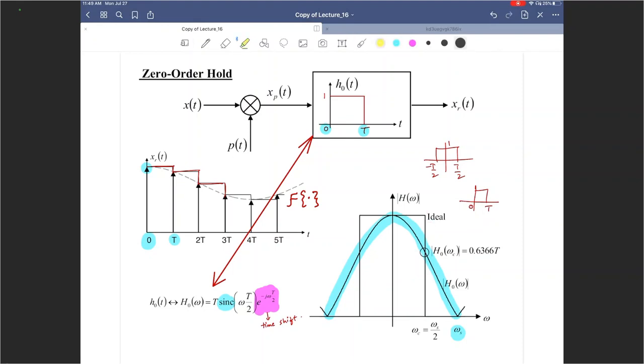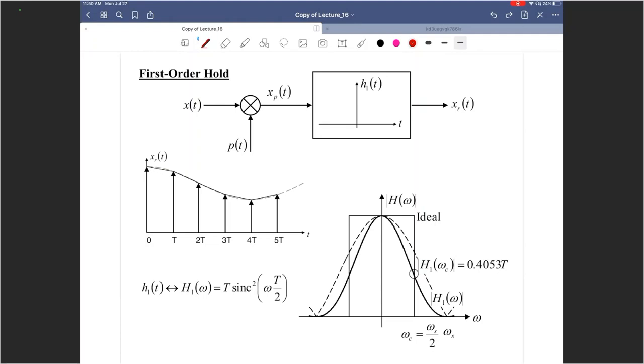So from sinc interpolation, you have the ideal low-pass filter with a cutoff frequency of omega s divided by 2. So that will give us the 3 dB cutoff of the zero-order hold filter, which is what? The intersection over here. Let me highlight that in blue. H sub o of omega sub c is 0.6366 T. That is the cutoff of the zero order hold filter. The yellow regions are for the ideal, right? So that's for the sinc interpolation. Those points are for the sinc interpolation.